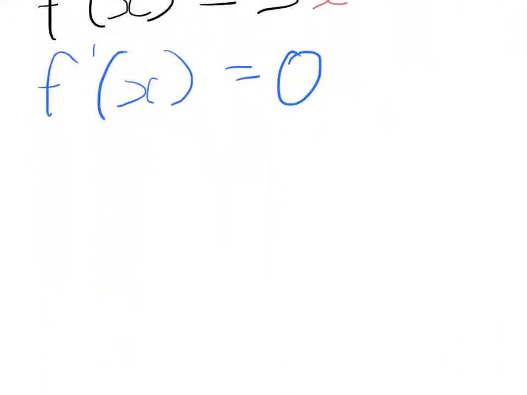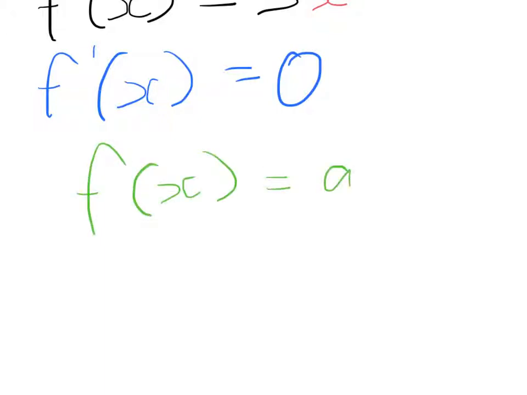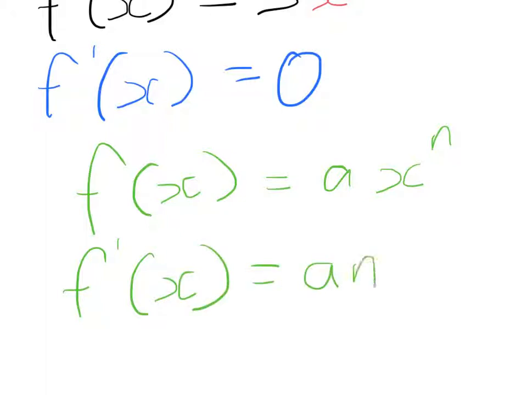The basic rule is this. If f of x equals a x to the power of n, then f dash of x equals a n x to the power of n minus 1. We often put that in brackets in case we're putting it into a computer or a calculator. Alright, so that's really all there is to do with differentiating polynomials.